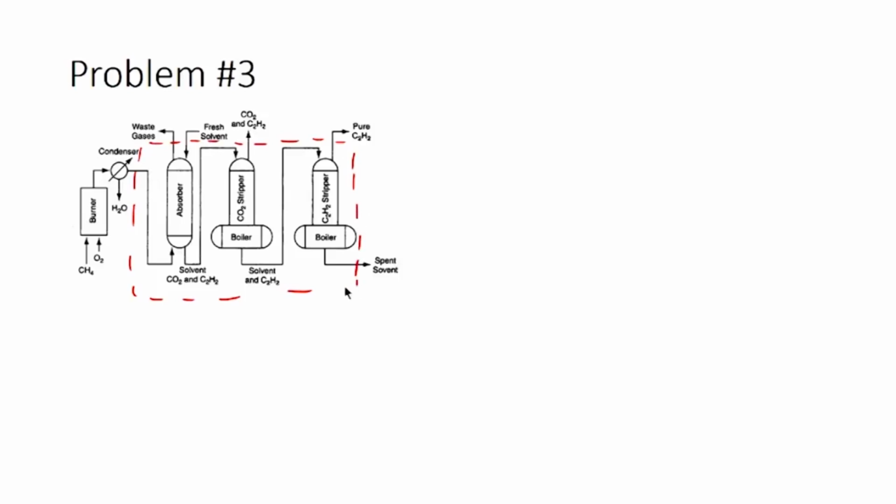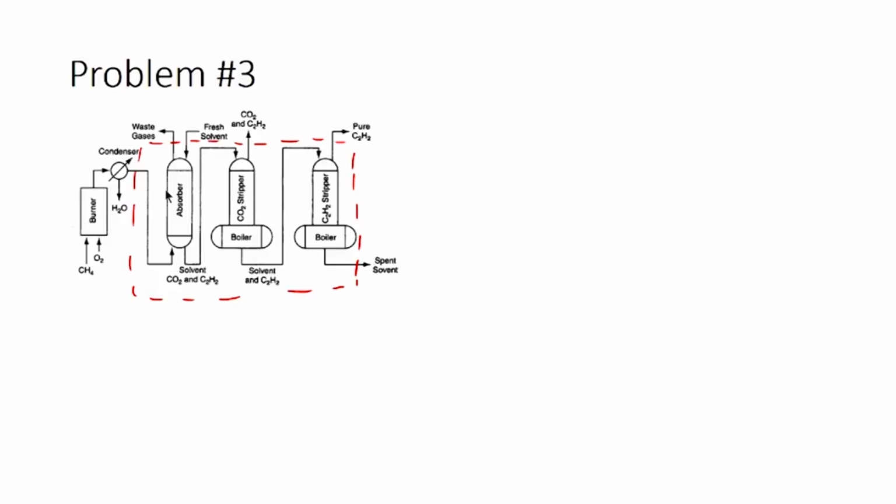So, when we choose this system, what we have is the mixed gases coming in, and you have waste gases leaving, and then you have carbon dioxide and acetylene leaving through the CO2 stripper, and you have the pure acetylene and spent solvent leaving. So, we are not interested in knowing any information about the solvent. We do not have to worry about what the solvent is or what the flow rates are. We just need to identify acetylene.